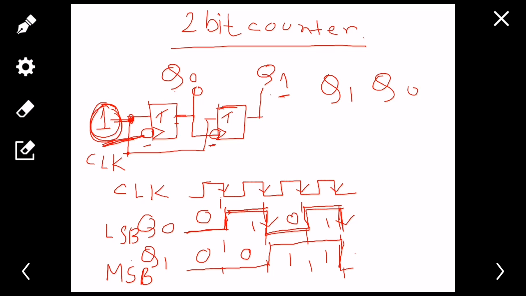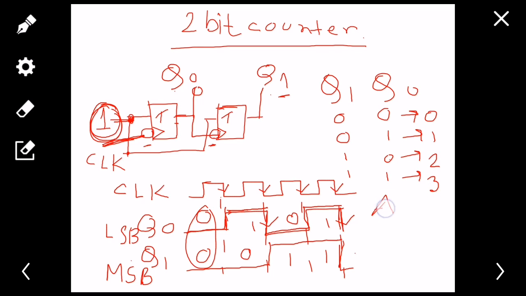So now if I write it in a different position, let's try to see what is happening. q1, q0, so the initial value was 0 0. Then it was 0 1, then 1 0, and finally 1 1, right? So this is nothing but 0 in decimal, this is 1 in decimal, this is 2 in decimal, this is 3 in decimal. So the counter is counting in ascending order, right? So it is known as an up counter. Okay, so it is counting in the upward direction basically.